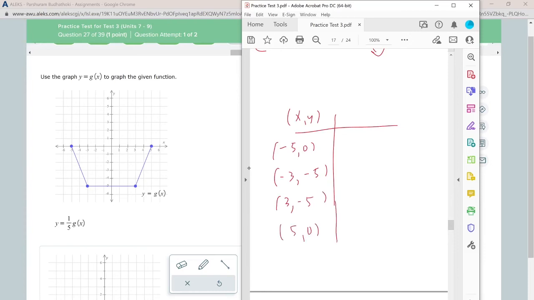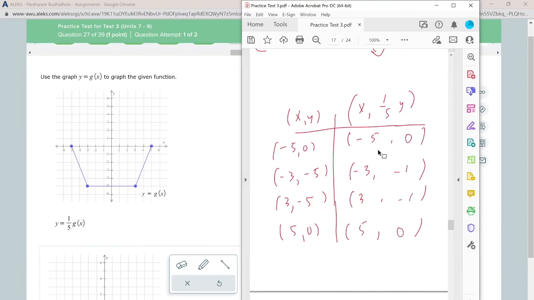And this 1/5 means you are just multiplying the y coordinate by 1/5. So when you do that here, the x coordinate would be the same. The x coordinate would not change. The only change you would see is on the y coordinate. So you take this y coordinate, multiply it by 1/5. 0 times 1/5 is 0. -5 times 1/5 is -1. -5 times 1/5 is -1. 0 times 1/5 is 0.